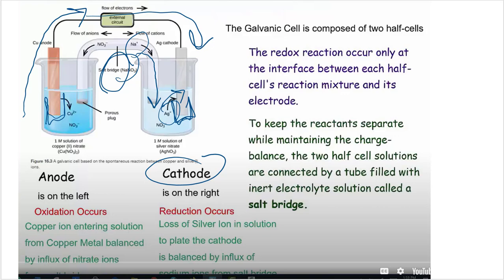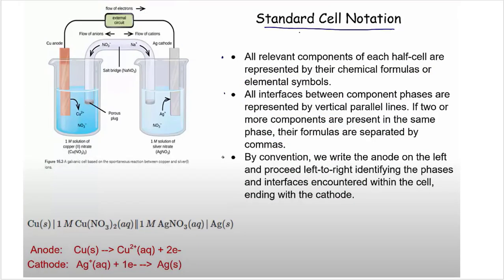So in this reaction, we've looked again, the same picture. Let's look at how we can take this complex picture and write about it in easy enough cell notation. So here are three kinds of components of what standard cell notation is telling you. It says that all relevant components of each half cell are represented by their chemical formulas, if they're compounds, or elemental symbols. All interfaces between component phases are represented by vertical parallel lines. If two or more components are present in the same phase, their formulas are separated by commas.